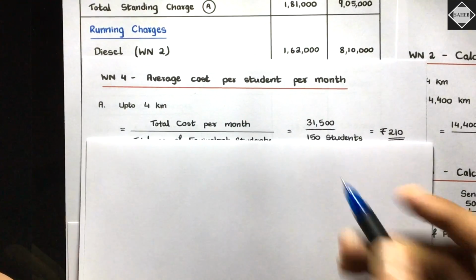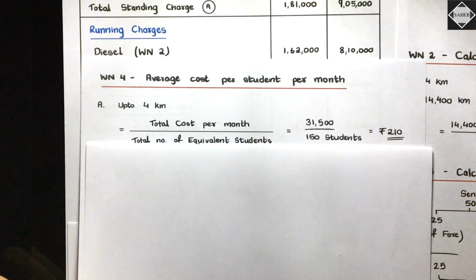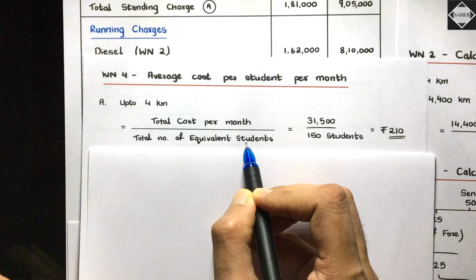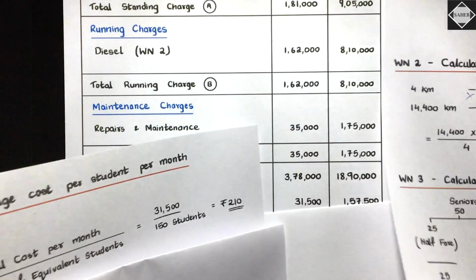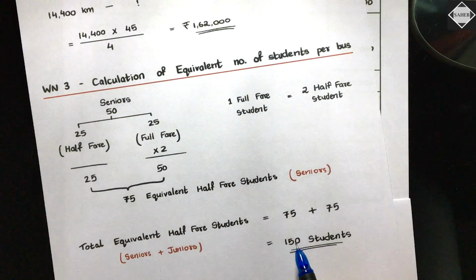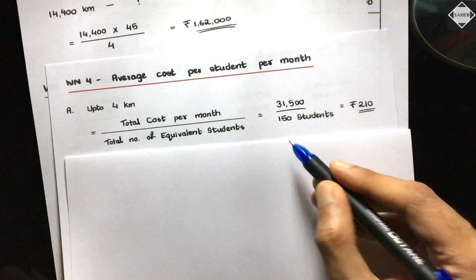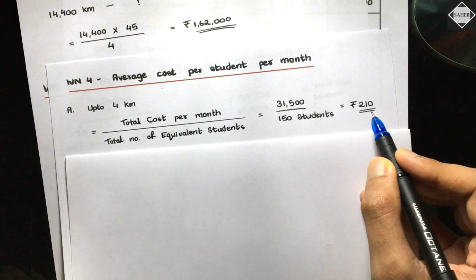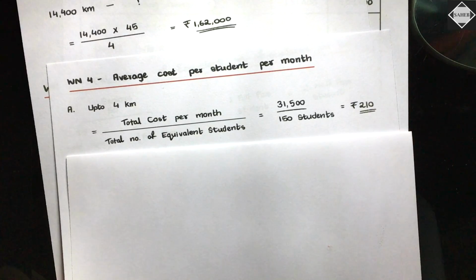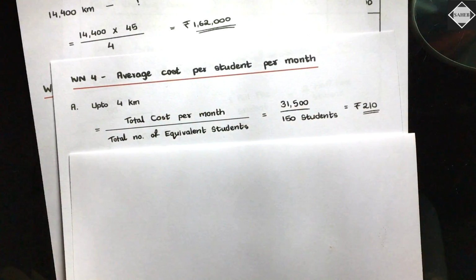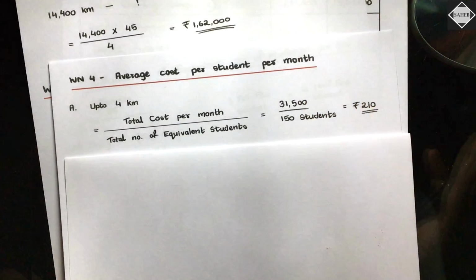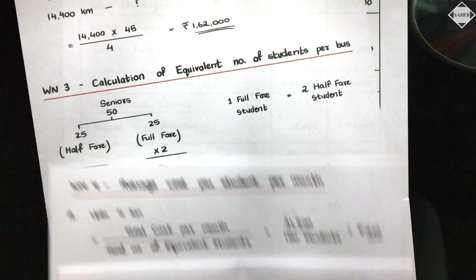Total cost per month is 31,500. We are just going to divide it by the total number of equivalent students, which we just calculated. It is 150, right? So if we divide it by 150, we get 210. Is this clear? Did you understand this? So up to 4 kilometers it is this. But we also have students who are beyond 4 kilometers, full fare students. For them, how are we going to calculate? It's really simple now. See, for half fare you calculated.